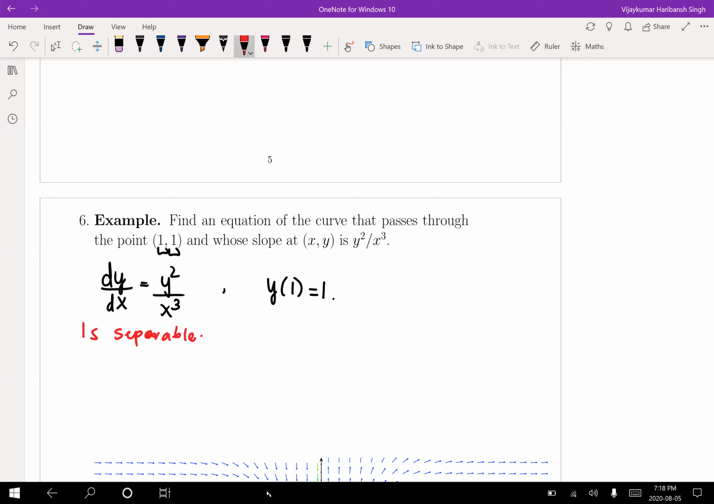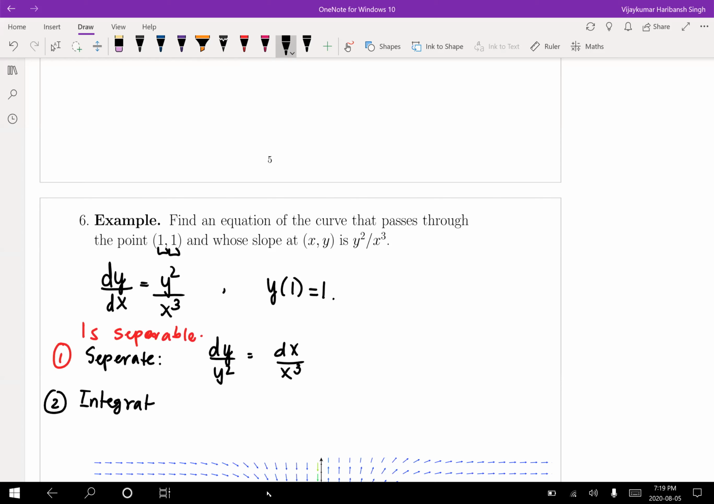So this is separable. Therefore, step one, what we'll do is separate out. So when we separate, we get dy by y squared equals dx by x cubed. Step 2, integrate.